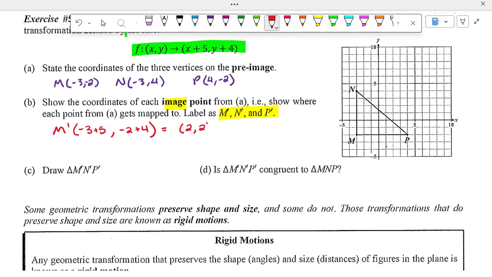+2, +2. Which I'm just going to go ahead and plot. And label it M prime. N prime. So -3 plus 5, 4 plus 4. So what's the new point? -8. Good. I'm going to go ahead and graph. So it should be on the same line as M prime. We just got to go up to 8.